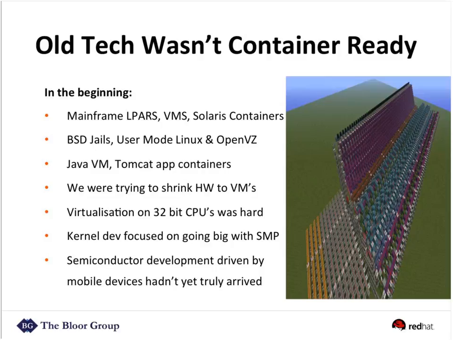And so we focused on shifting hardware to virtual machines, and that was great because we had much more powerful compute. But early on, we had 32-bit CPUs, so virtualization was very hard. We didn't really do a good job of it. We couldn't do a good job of it. So we focused on going very big with symmetric multiprocessing. Then the semiconductor industry caught up with the demand for mobile devices, and things changed.